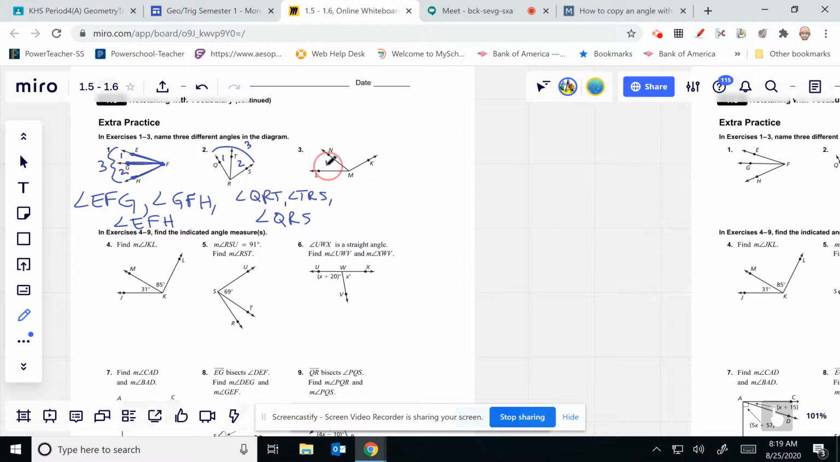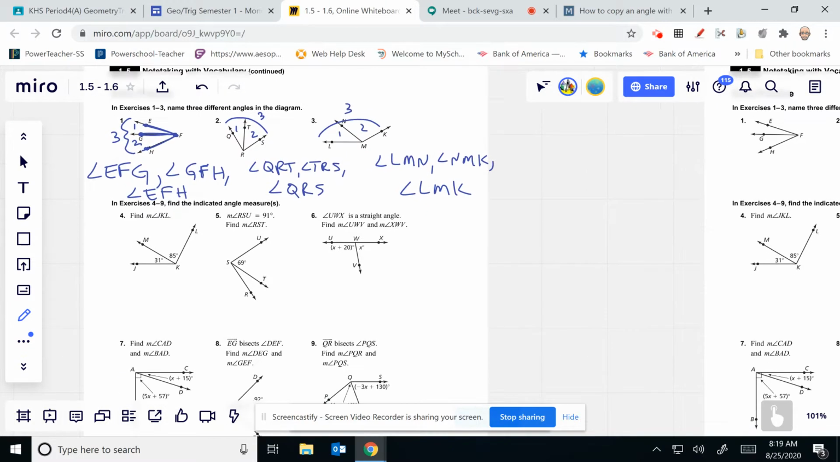Number 3, your first angle is LMN. Your second one would be NMK. And then your last one would be LMK. So those would be your three angles. The big one here would be your third one. That's just naming angles. The best way to name an angle is by using the points on the angle and the vertex point always in the center.